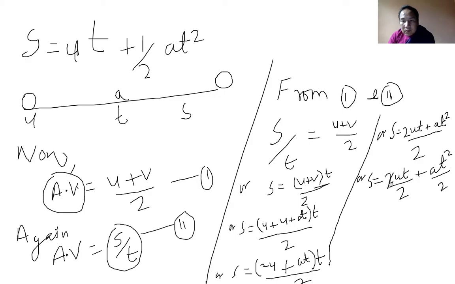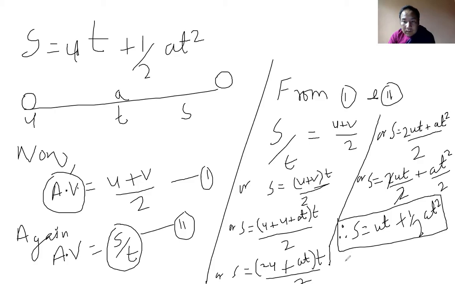So here 2 and 2 we can cancel, so finally s equal to ut plus, here by 2 means 1 by 2, and at square. So in this way this formula also proved. So this is proved.